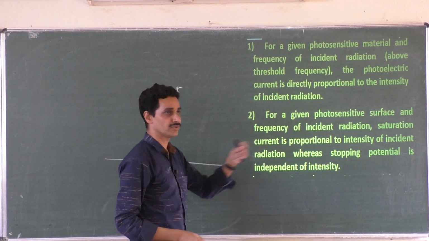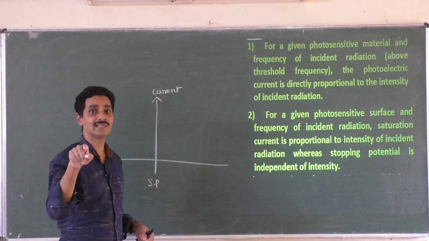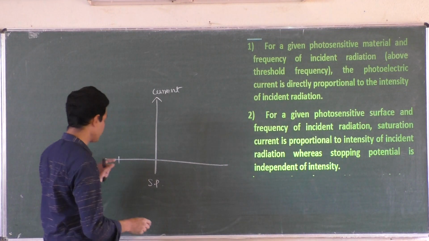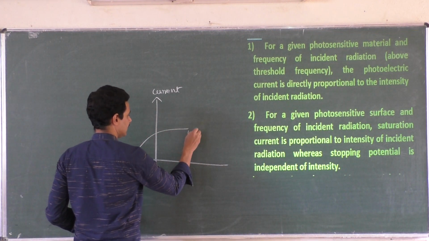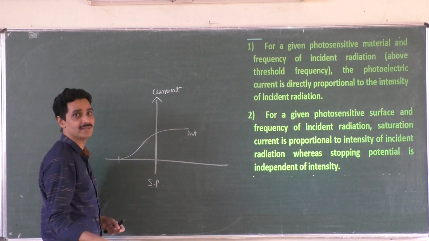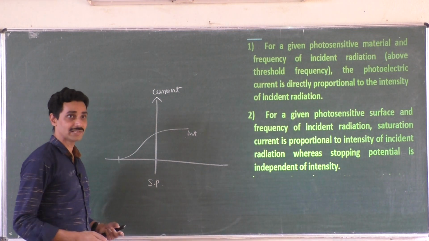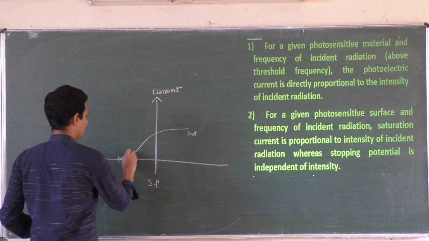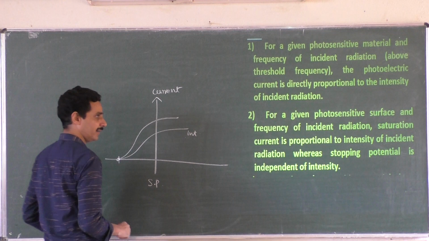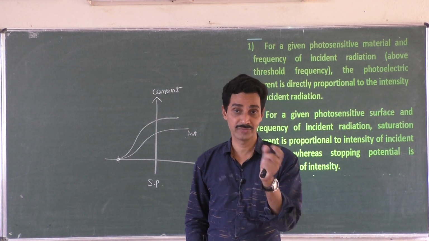The saturation current is proportional to intensity. Suppose you go on changing the intensity, you are not changing the energy of the photons, right? So the stopping potential is the same. And if you are making this for the first intensity, and you increase the intensity of light, the brightness of light, what happens? More photons come, more electrons are liberated, and that produces more current. So you will land up here. But the stopping potential is the same because you have increased the number of photons, you have not increased the energy of each photon.